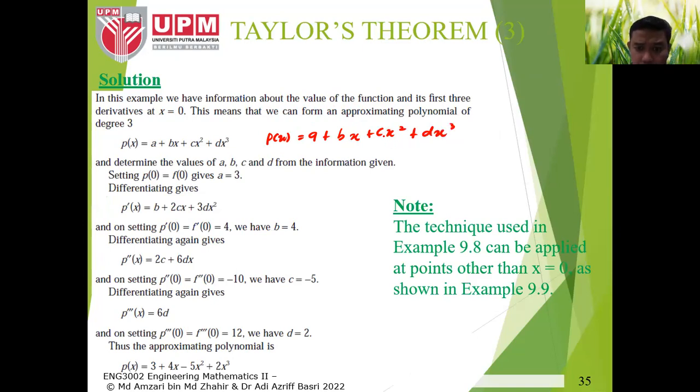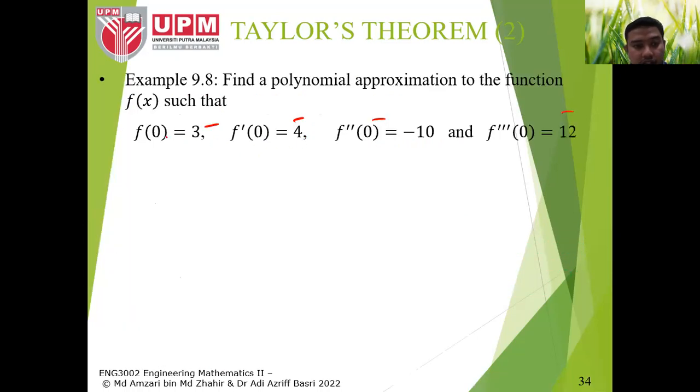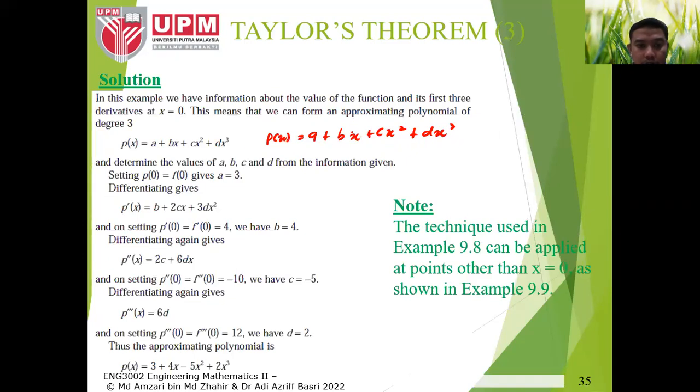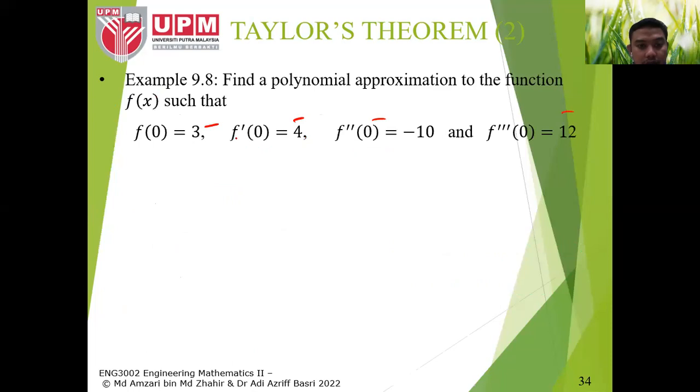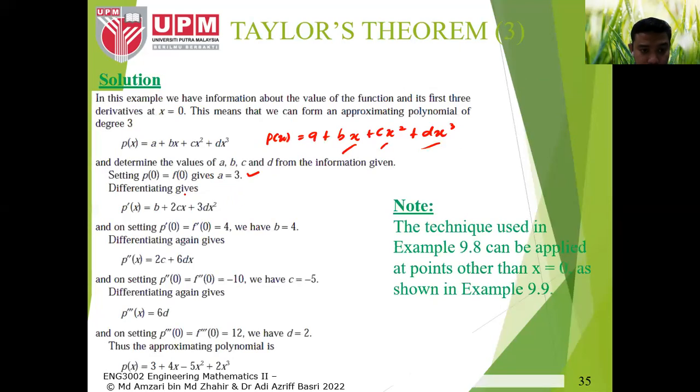Then we go for each of the conditions. The first condition says that when x is 0, the answer is 3. So we put in x equals 0, this one will cancel, this one will cancel. So automatically your a value is 3. Second, f prime 0 is equal to 4. So you differentiate this one in terms of first differentiation. You get b plus 2cx plus 3dx squared. When you put x as 0, your answer is 4. So this one will cancel, this one will cancel. Then your b is 4.